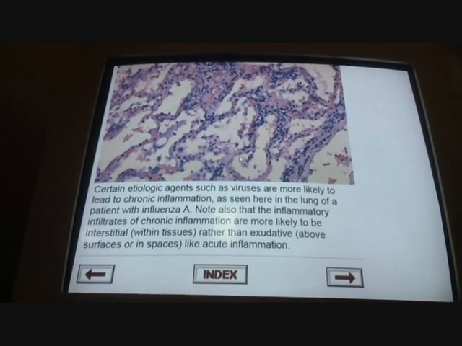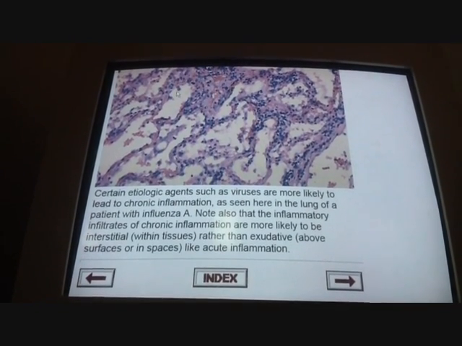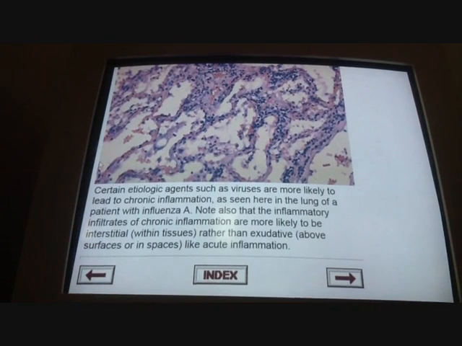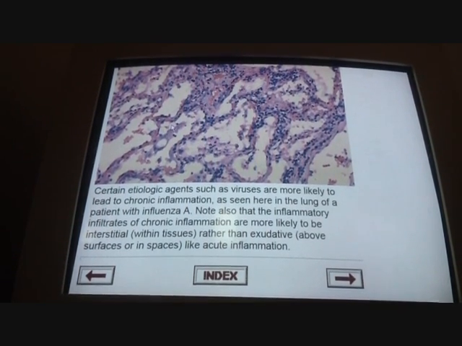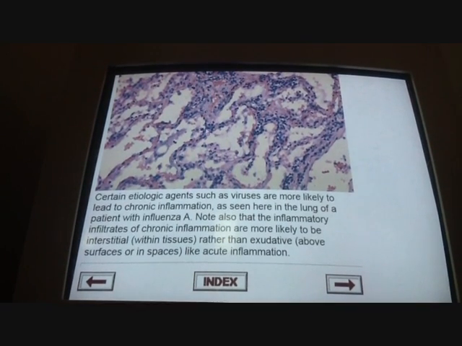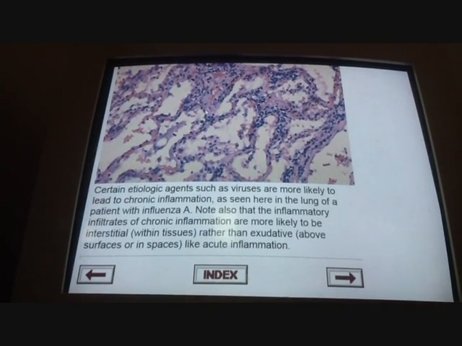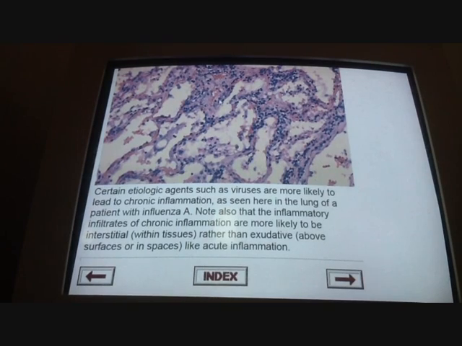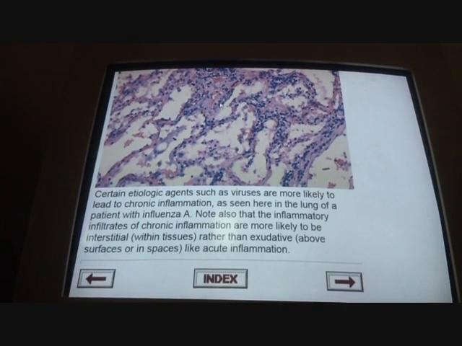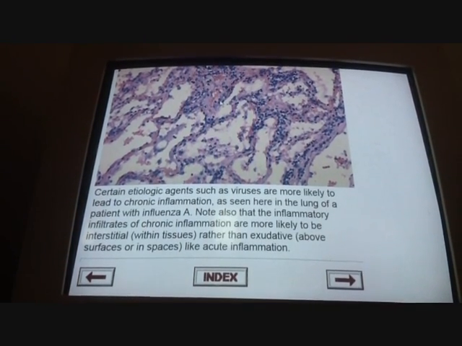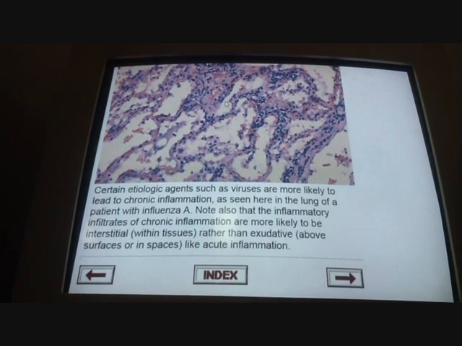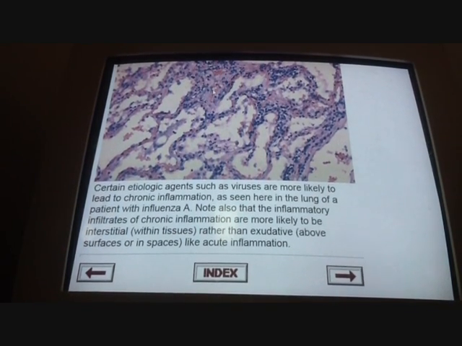This section is taken from a lung. Those white spaces are the alveolar spaces, and in between you can notice the septae, or the walls, which separate between them. It was taken from a patient with influenza A infection, so it's a viral infection. And viral infections usually more commonly cause chronic inflammation than bacterial infections. So this is one point to concentrate on.